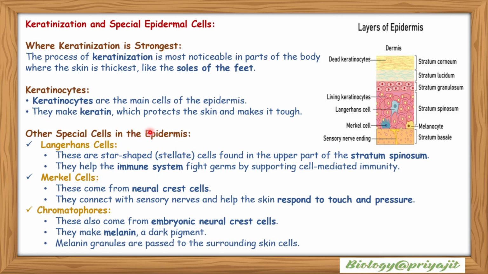Other special cells in the epidermis: Langerhans cells are star-shaped, or stellate, cells found in the upper part of the stratum spinosum. They help the immune system fight germs by supporting cell-mediated immunity. Merkel cells come from the neural crest cells. They connect with sensory nerves and help the skin respond to touch and pressure. Chromatophores also come from embryonic neural crest cells. They make melanin, a dark pigment. Melanin granules are passed to the surrounding skin cells. This is the layer of epidermis with the dead keratinocytes of the stratum corneum.